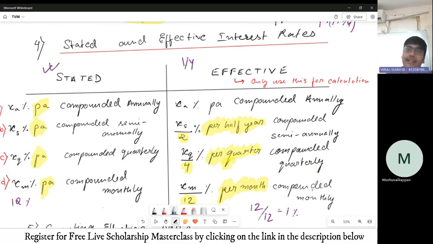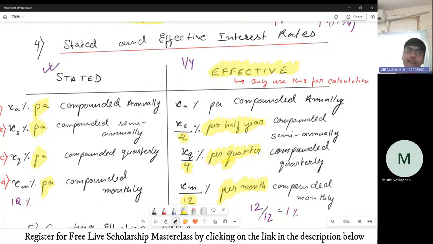Effective interest rate. So whenever we were computing I by Y, we were actually converting stated interest rate to effective. ठीक है? The difference is just in the language. Mathematics में कोई भी difference नहीं है. It is just in the language.